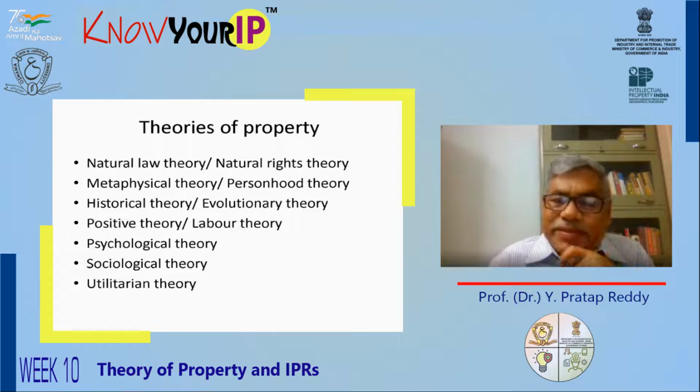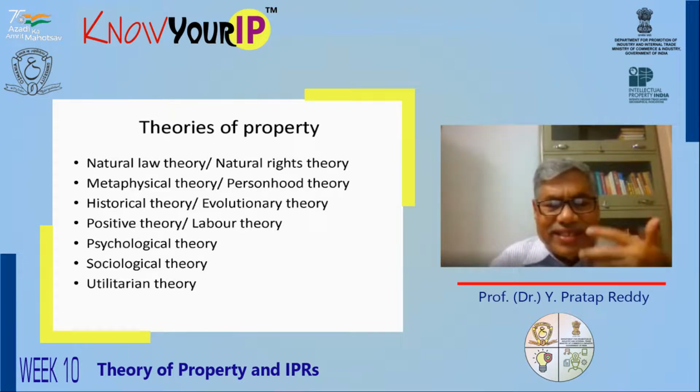Then the metaphysical theory or personhood theory. Hegel and Immanuel Kant were the subscribers of this theory. Though in jurisprudence we cover natural law theory, divine theory, metaphysical theory, and all these idealistic theories in one topic, there is a slight variation. The metaphysical ideas of liberty, property and liberty, the connection between property and liberty. So here Hegel and Immanuel Kant developed theories in the light of the freedom and liberty of an individual.